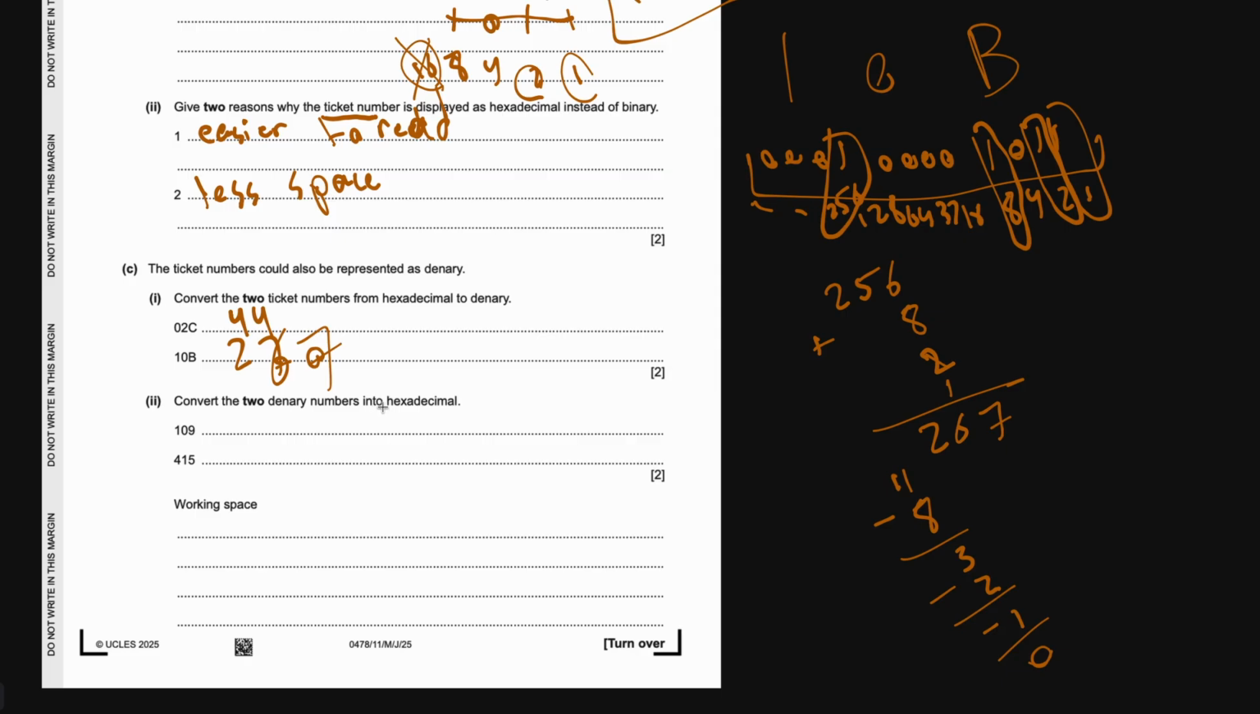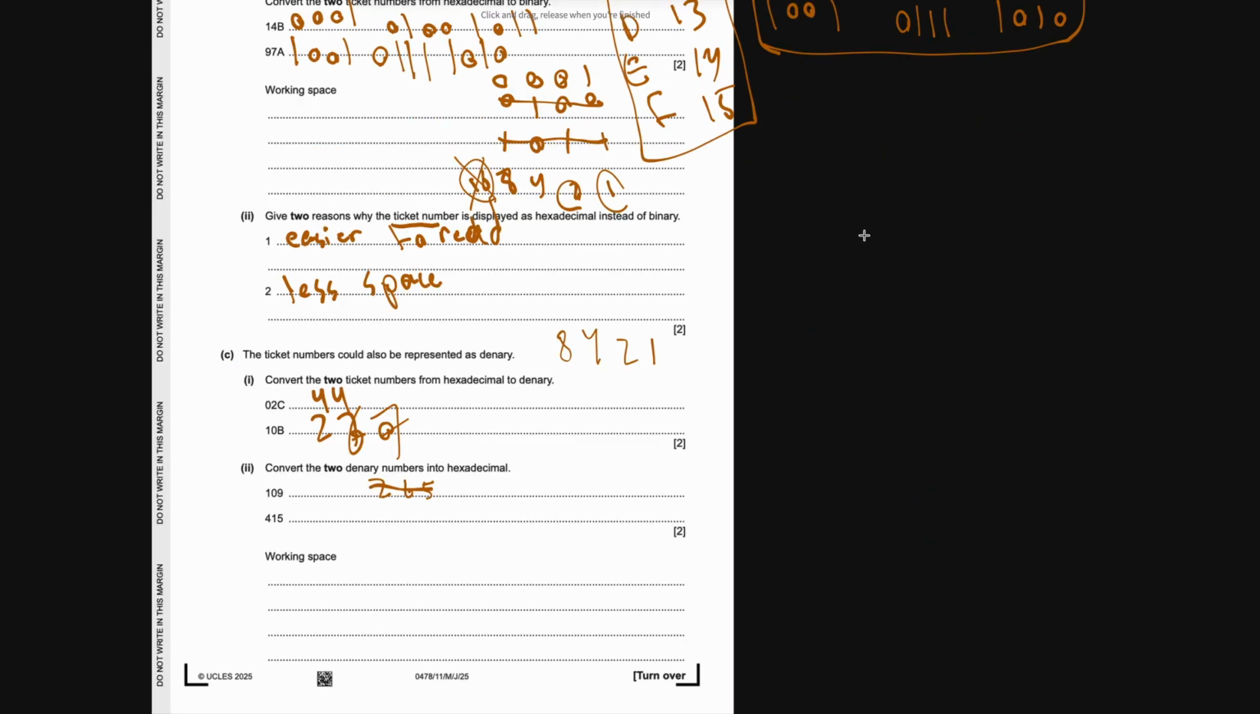Okay, so for part II, we need to convert the two denary numbers into hexadecimal. The denary numbers are 1, 0, 9. So the powers of 2 are 1, 2, 4, 8, 16, 32, 64, 128. We need the largest power of 2 that's just below 109. So that's 64. So if we subtract 64 from 109, we'll get 45, and we'll put a 1 over the 64.